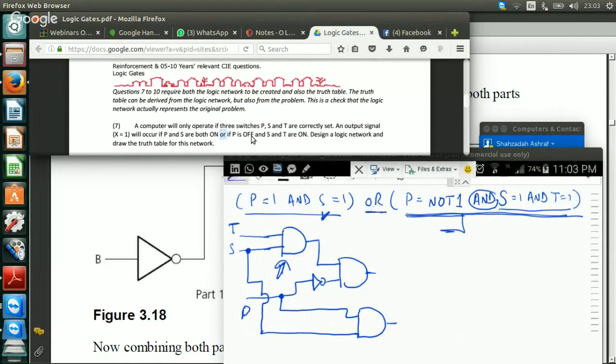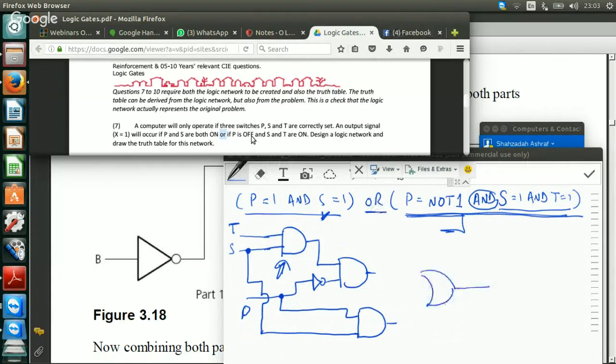Let's try now again. This is what we have. Voila, we are done. Okay. So this is basically X is equal to 1. The result. This is our circuit. This is how our circuit is going to look like.